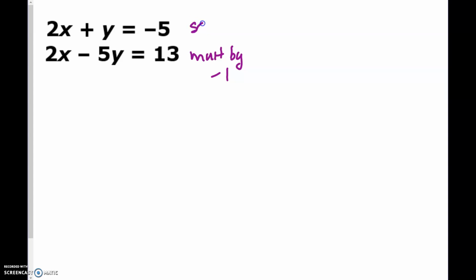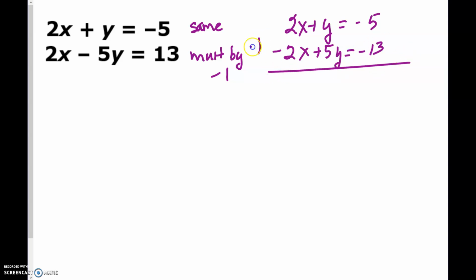So I'm going to keep this one the same. And I usually like to write my plan kind of here in the middle. So I'm going to keep this the same. 2x plus y equals -5. And then I'm going to multiply everything here by a negative. And now I'm going to go ahead and add the 2 together.